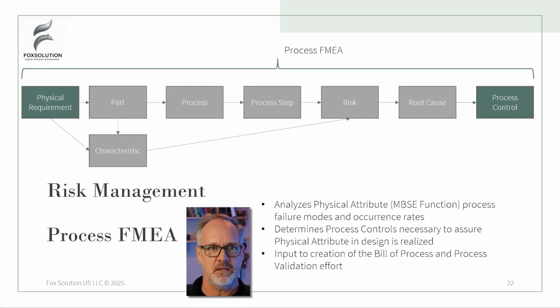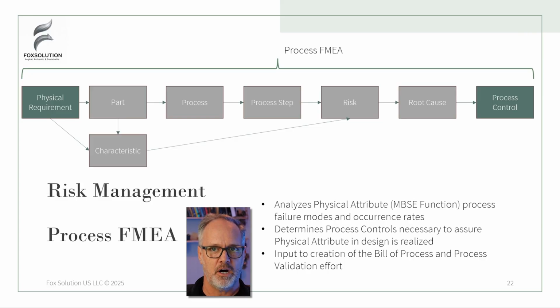And the way that's done is the physical requirement is contained inside a part. The part has characteristics, so dimensions, materials, different manufacturing processes, and those different characteristics in the parts are delivered by a process. The process is delivered by process steps. And then we're going to evaluate each one of those process steps for the risk of it not delivering the characteristic that we've identified in the physical requirement.